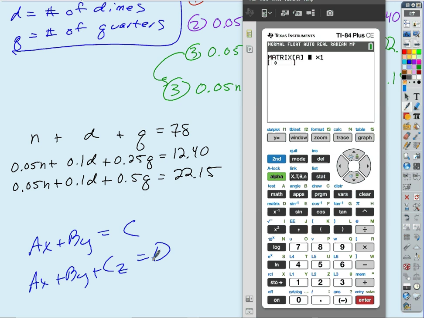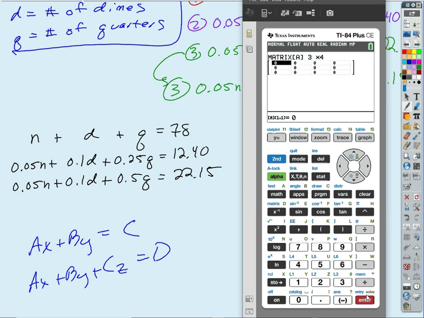So they have to be in standard form. A matrix is just going to be an organized set of numbers that looks kind of like a grid. You're going to have some rows and some columns, right? You're going to have one column for the coefficients of n, a column for the coefficients of d, a column for the coefficients of q, and then a fourth column for the constants. You're going to have one row per equation. So what that means is our matrix is going to have 3 rows and 4 columns. So we would call that a 3 by 4 matrix. And it builds us a template for a 3 by 4 matrix.